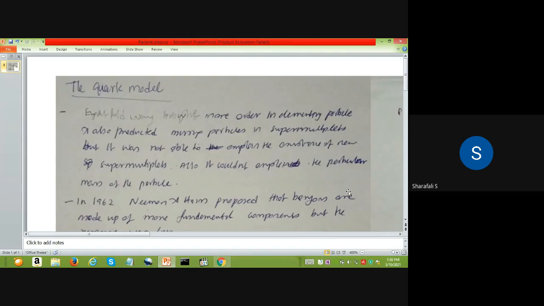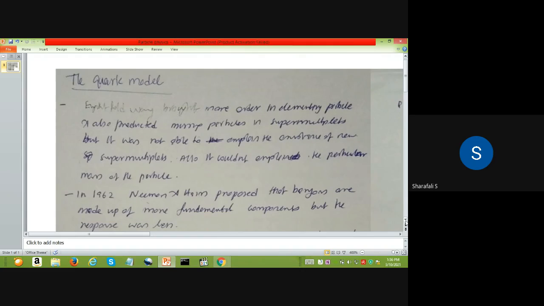So in the last class, we discussed the eightfold way and how the eightfold way was successful as compared to the other previous models. Now we will discuss the quark model.